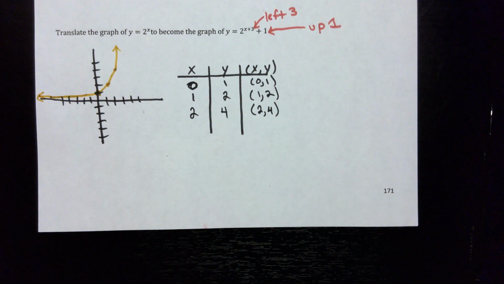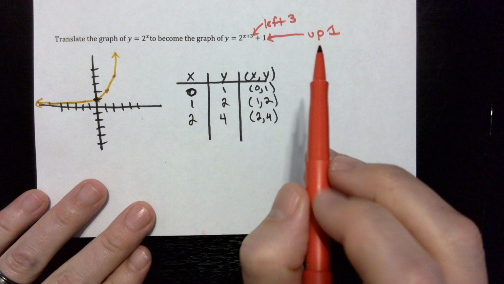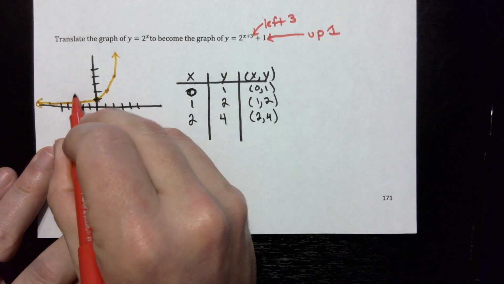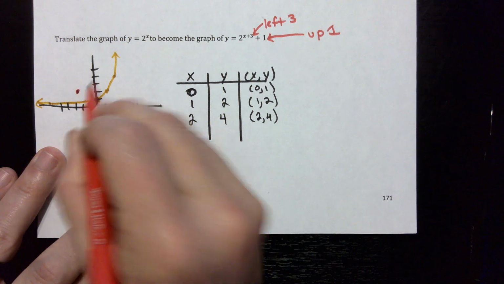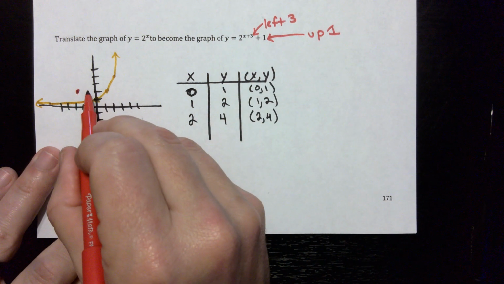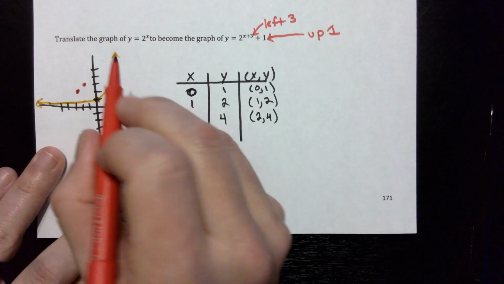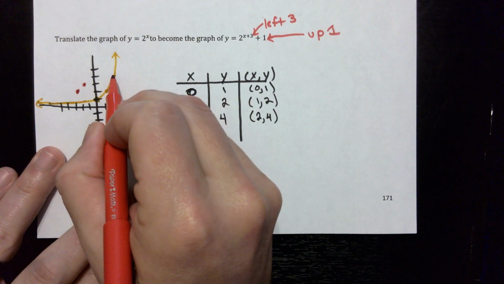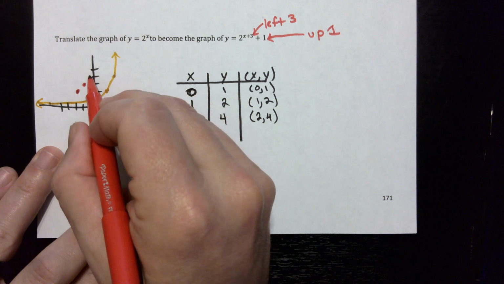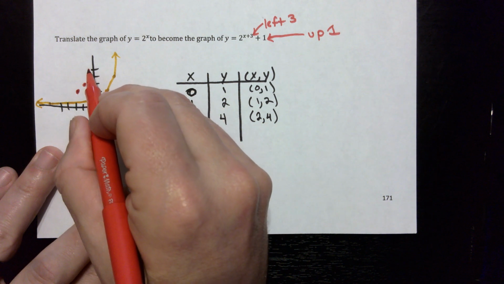Now I'm going to take each one of those 3 points that I just put and do this shift on them, left 3 and up 1. So here's a point. I go left 3, 1, 2, 3, up 1. There we go. And then this one, left 3, up 1, 1, 2, 3, up 1 here. And then left 3, that's 1, 2, 3 here, and then up 1 is here.